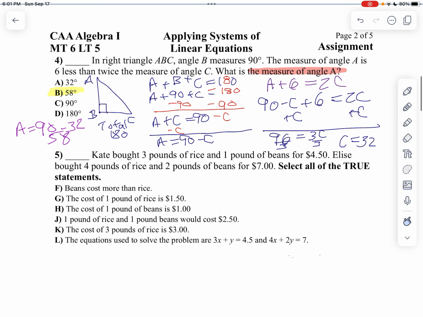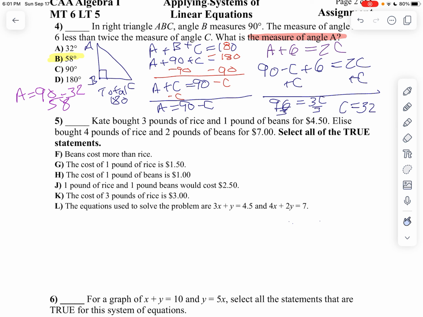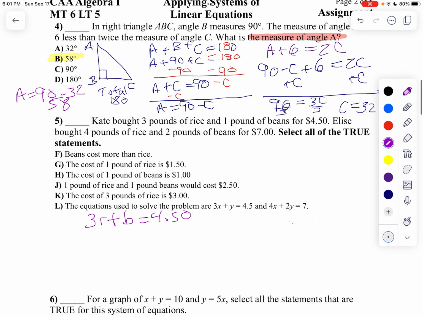And we'll do the same thing on question number 5. It says Kate bought 3 pounds of rice and 1 pound of beans for $4.50. So we can make an equation out of that. So we're going to say 3 times R plus 1 times B, I'll say just plus B, equals $4.50. And then 4 pounds of rice, so 4R, and plus 2B equals $7. And I don't want to use graphing on this one because the graphing won't give me an exact answer.